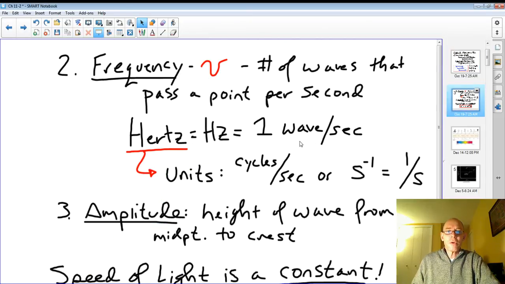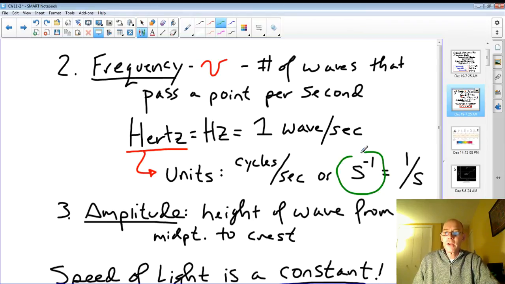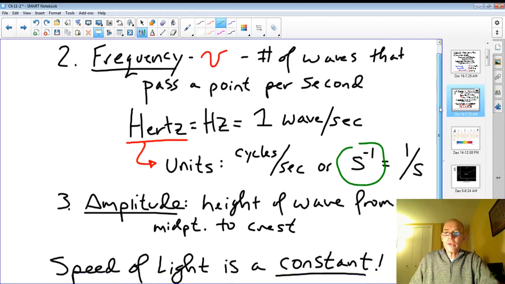The other important factor used to describe waves is frequency, or nu, lowercase Greek letter nu. And that's the number of waves that pass by a point per second. That has units of hertz, or waves per second, or cycles per second. I most commonly will write it as just per second, something like this. But in any event, those are the two.